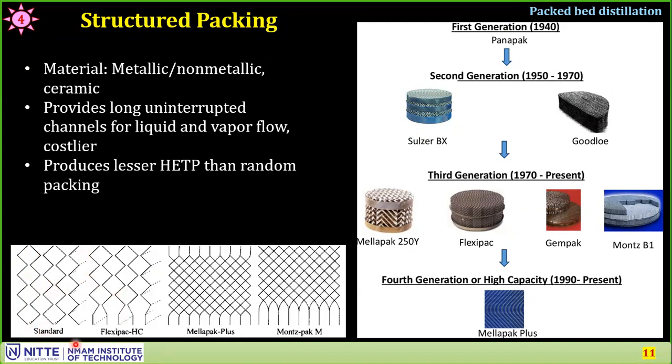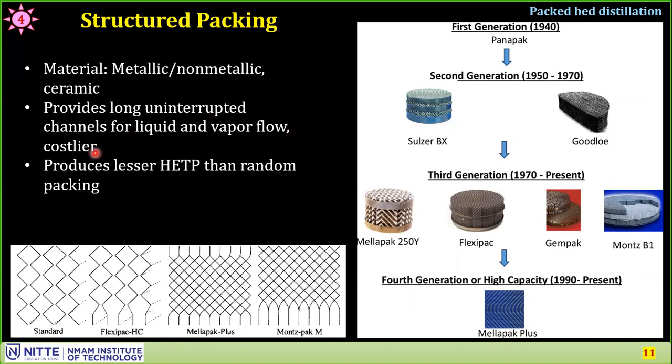So there are different types of channels: standard, Flexipac, Mellapak, Montz pack. All these are commercial names. The first generation, in the 1940s, was Panapack, the first one. Then Sulzer came up with the second generation types. So the designs are slightly different here. Then Sulzer came up with the Mellapak. Then the third generation and the present one, they are called high capacity, high density. So it provides long uninterrupted channels for liquid and vapor flow.